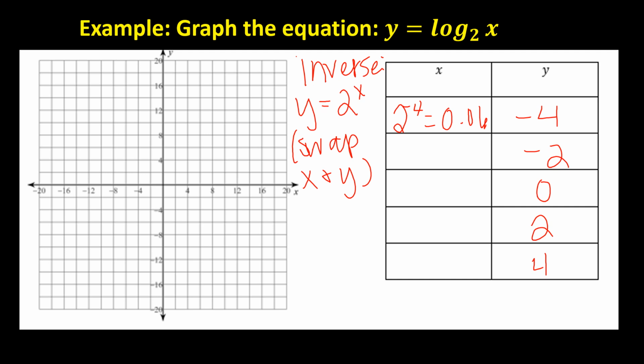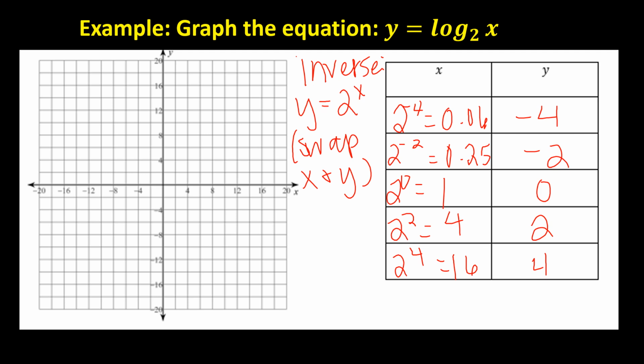Okay, and then you're going to type in -2, so 2 to the -2nd power. So that's 1/4 or 0.25. Okay, then we plug in 0, so 2 to the 0 power. We get 1. We know anything to the 0 power is 1. Then 2 to the 2nd power, we know that's 4. And then 2 to the 4th power, you might have to plug it into your calculator. I'll give you a second. We'll get 16.